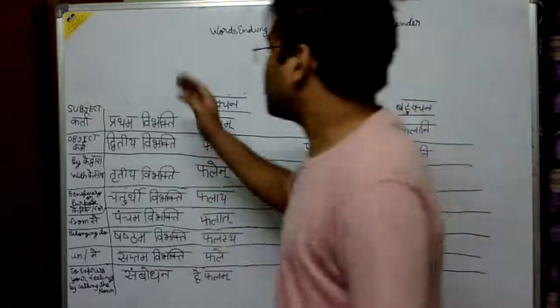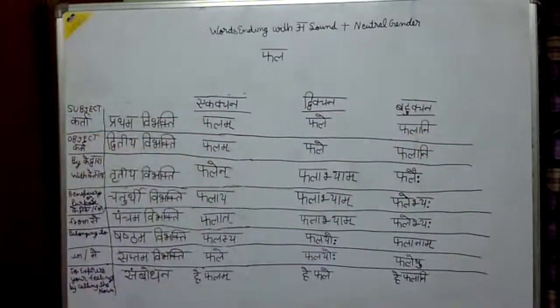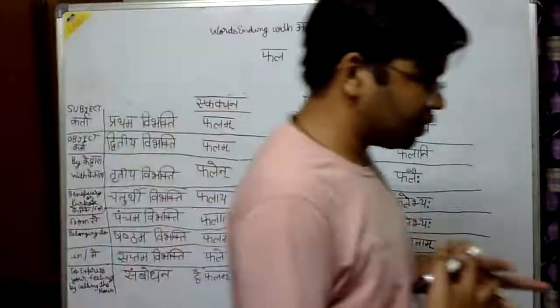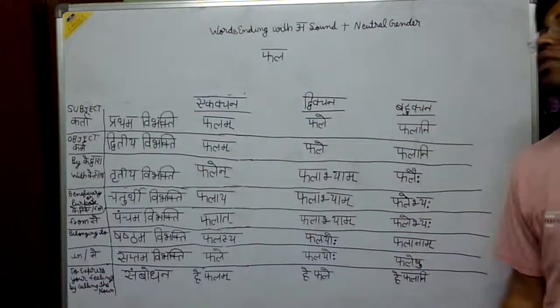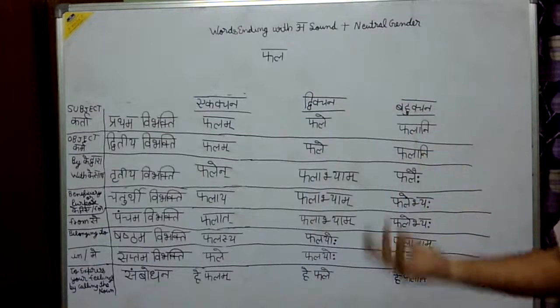What are these vibhaktis? These vibhaktis are actually the prepositions to be attached with the noun in context of different types of verbs.